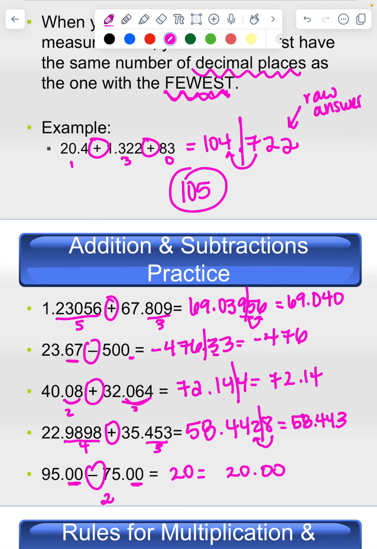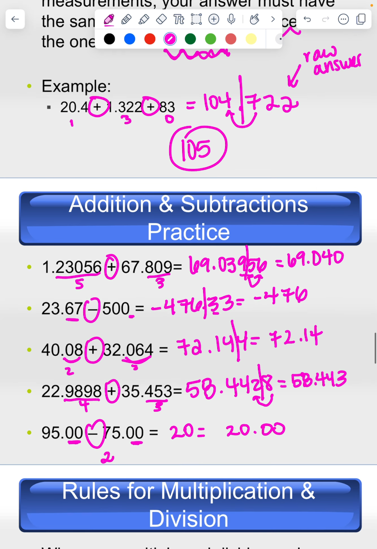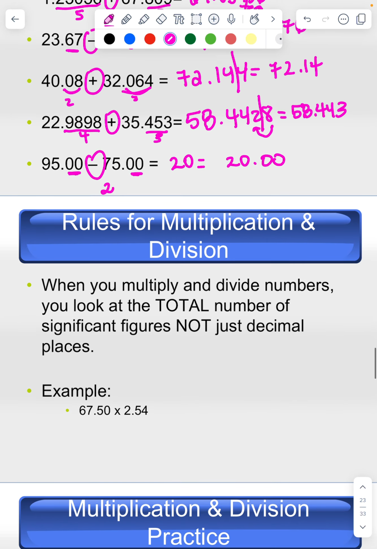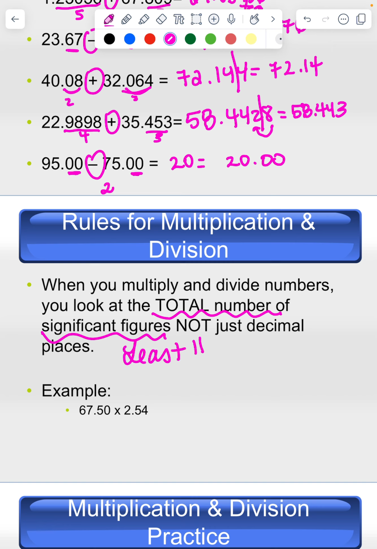I hope this is okay so far, but most of the time we're not just going to be dealing with addition and subtraction. Most of the time we're going to have some sort of multiplication and division in there. And with multiplication and division, we are not looking at decimal places. We are looking at the total number of sig figs, and we want the least. We want the least or smallest number of sig figs. I did not mean decimal places right there. The least number of sig figs.